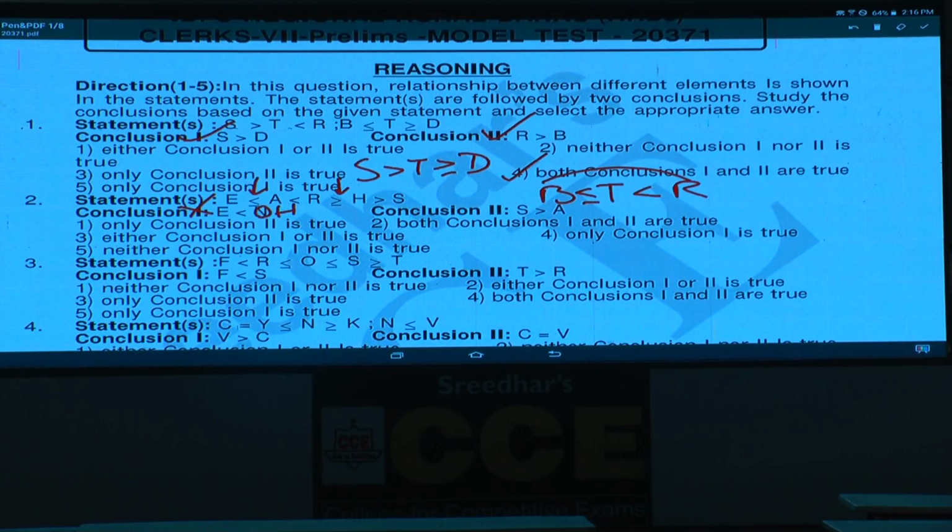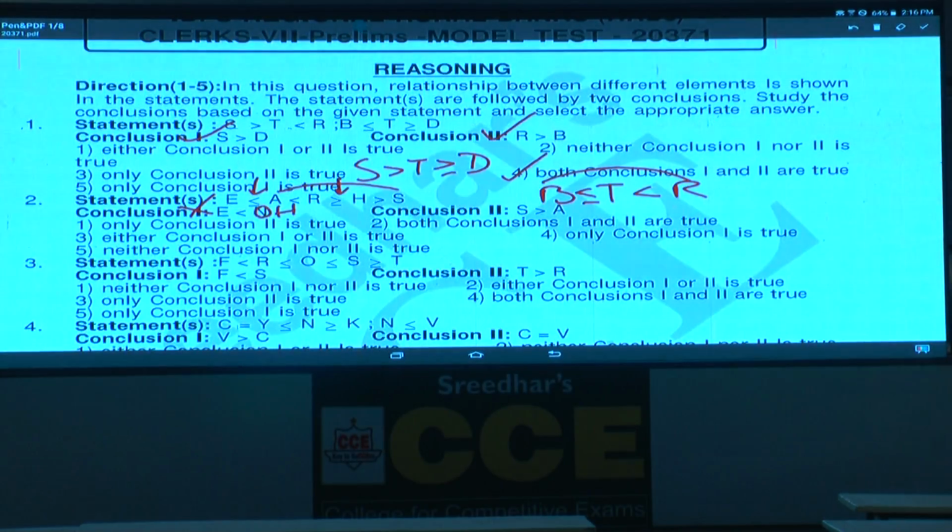Then coming to the next one, the relation between S and A. Between A and S, now this is what? This is lesser than and greater than and greater than. Between A and H, two opposite symbols, hence no relation. Then what is your answer here? Neither one nor two, it is choice 5. Question number 2, it is choice 5 is the answer.